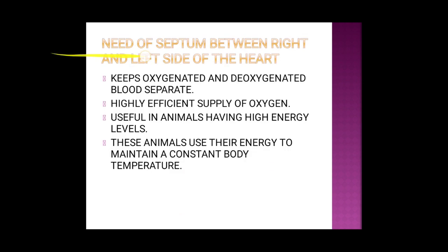Now about why a septum is present between the right and left side of the heart. If a septum is present, it keeps oxygenated and deoxygenated blood separate. It increases the efficiency of the supply of oxygen. It is useful in animals having high energy levels. These animals use their energy to maintain a constant body temperature. So these things are important. That's why there is a septum provided between the right and left side of the heart.